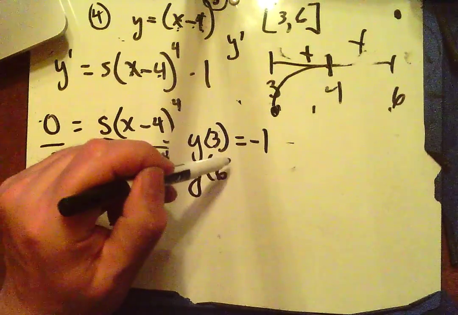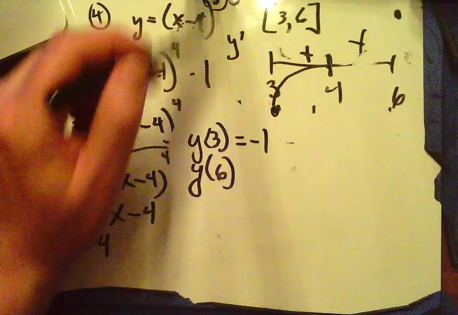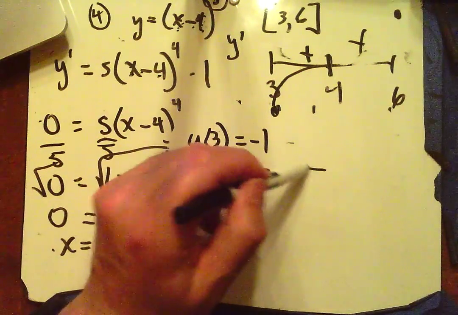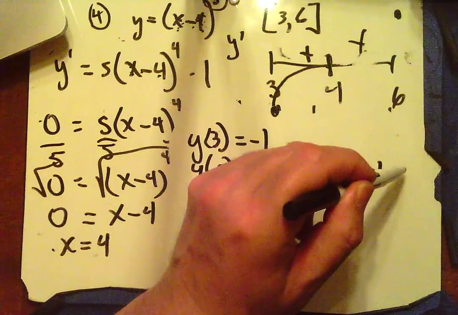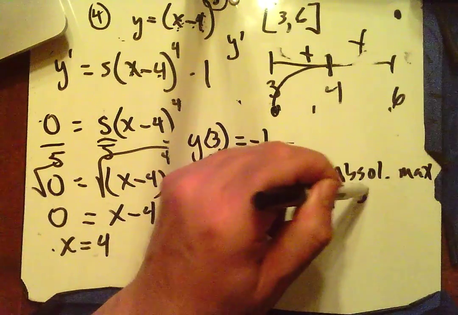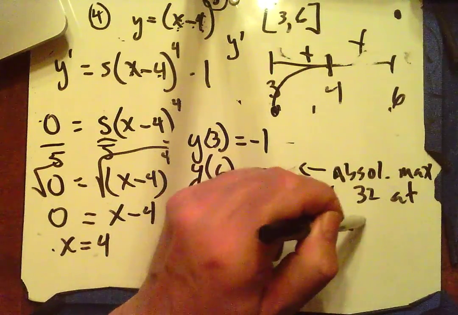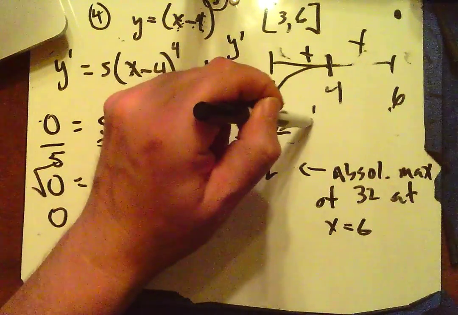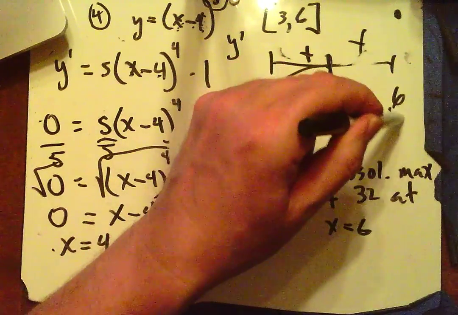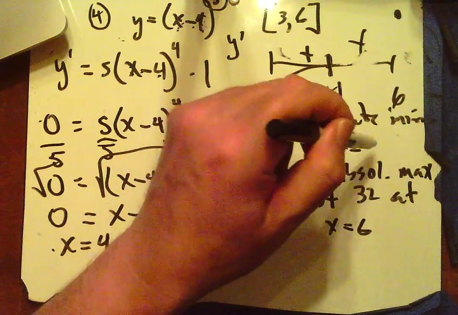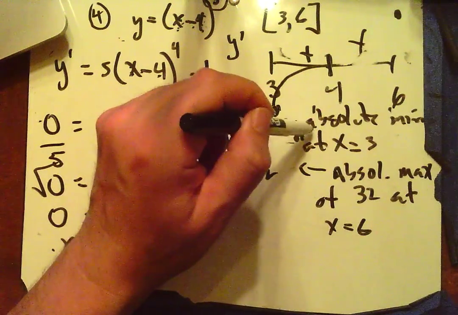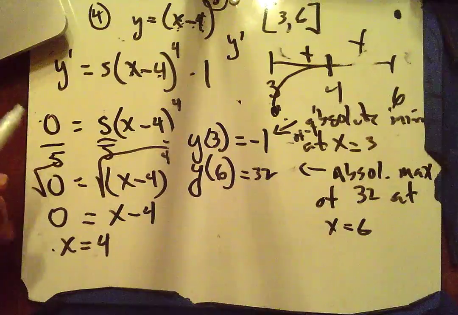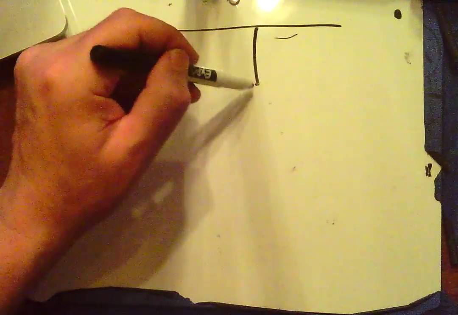And what about y of 6? Well, 6 minus 4 is 2. 2 to the fifth is 32. And so here's my absolute max of 32 at x equals 6. And my absolute min at x equals 3, my absolute min of negative 1. Okay, and don't forget to write the justifications for those. Problem number 5. A rectangular field bounded with a fence on 3 sides and a straight stream on the 4th side.